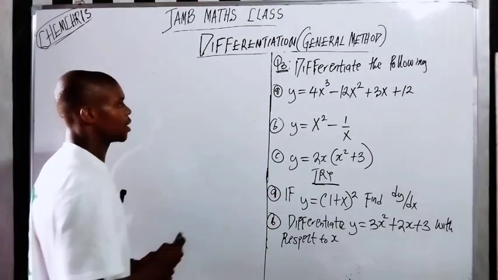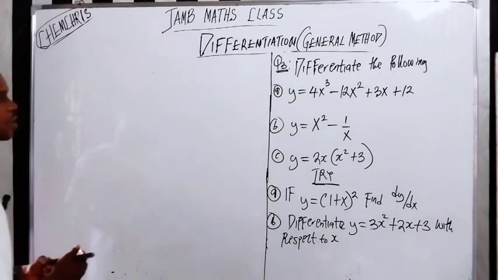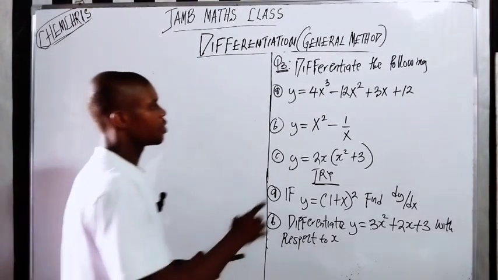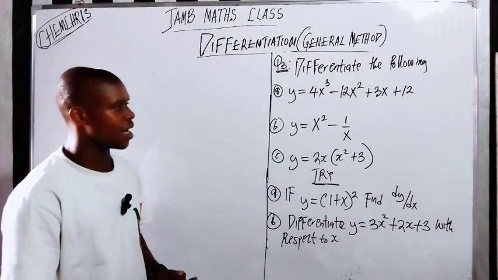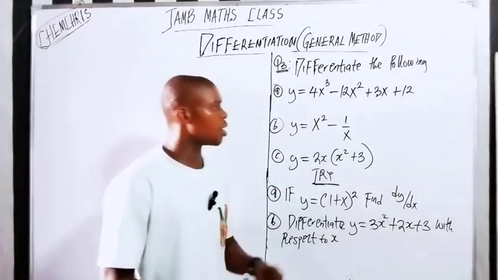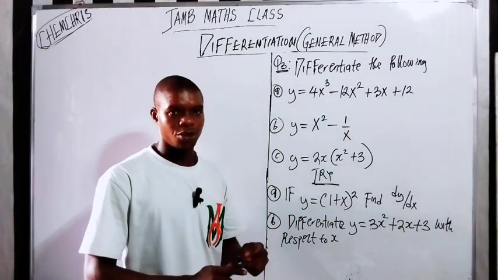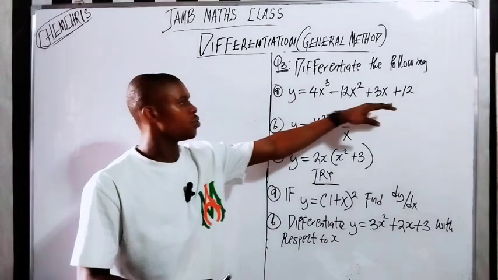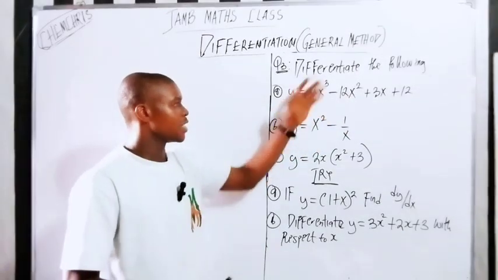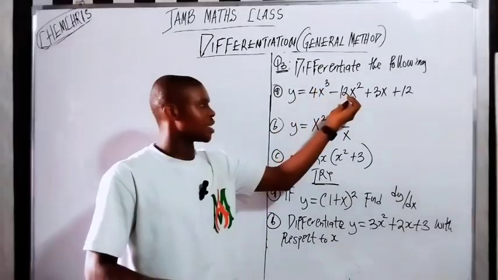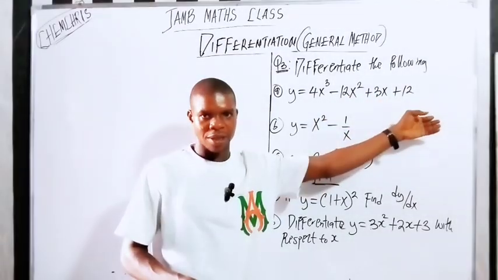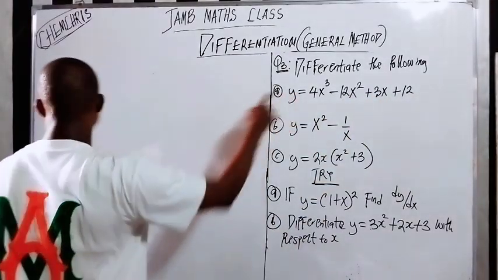So let's evaluate this one here. You see that y equals 4x raised to 3 minus 12x raised to 2 plus 3x plus 12. Now you have to differentiate them individually. When you have something like this, you see your polynomial here, so you differentiate this one, this one, this one, and this one here. Do you understand?